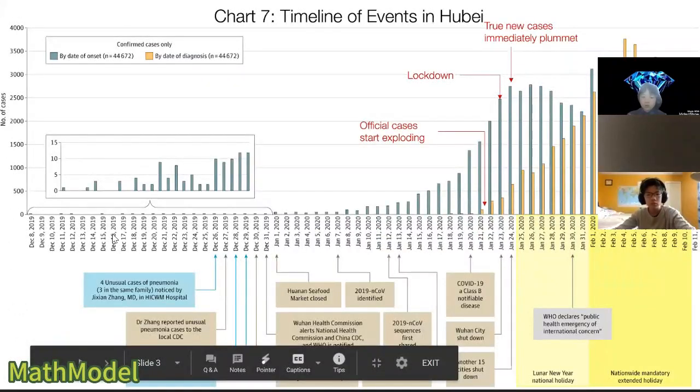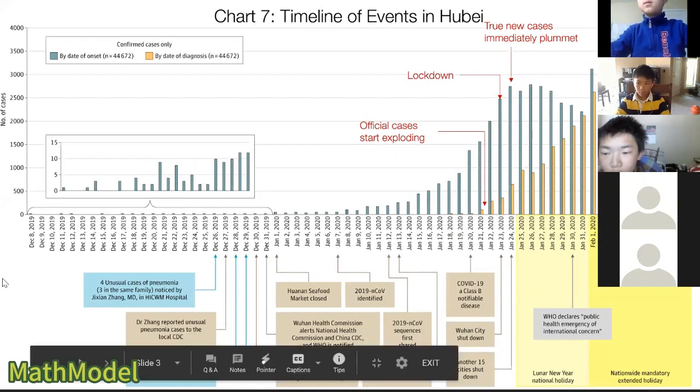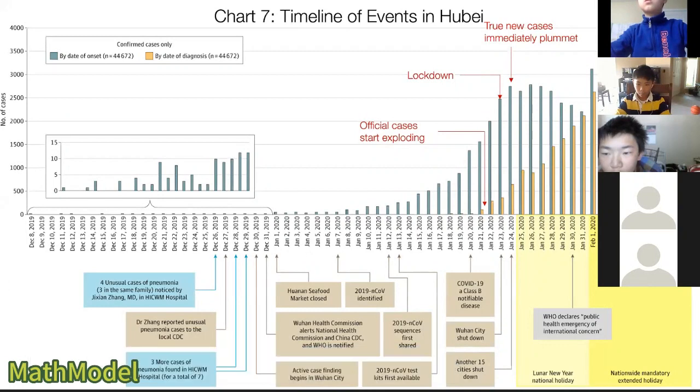So this is the second chart, and this is like the most important one because it helps us compare the important timeline events on the x-axis to the number of cases. We have two sets of data here. The yellow bar represents cases by the date of diagnosis. Basically, the yellow bar is the ones that the doctors and the officials know about, meaning the day that patients were confirmed with coronavirus by doctors.